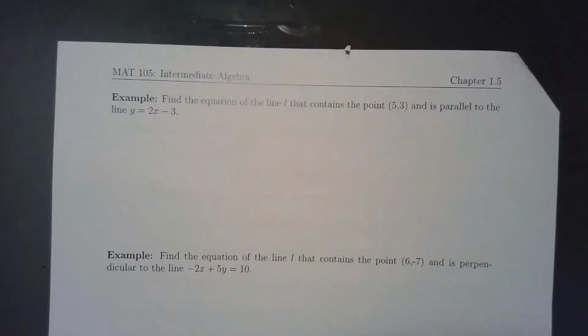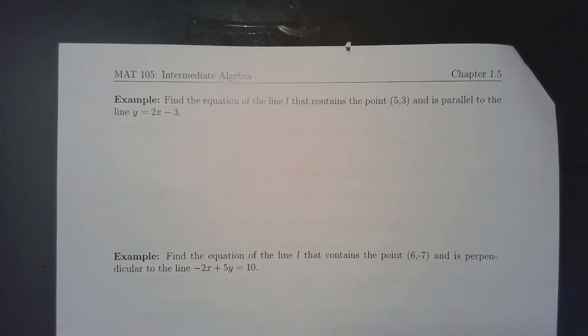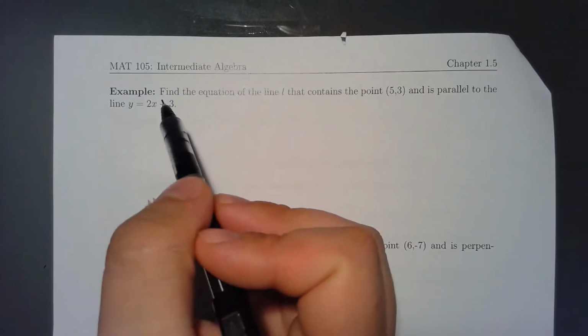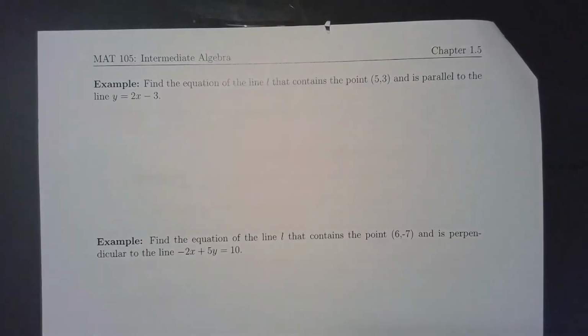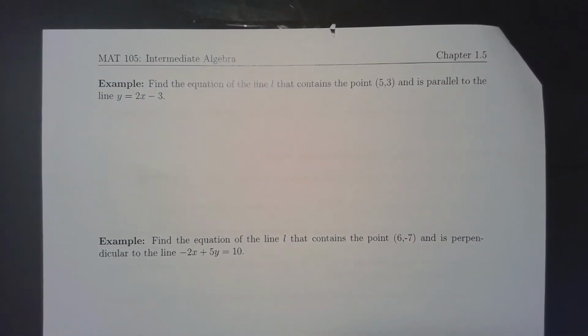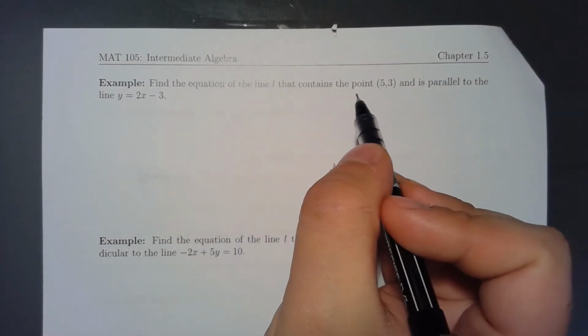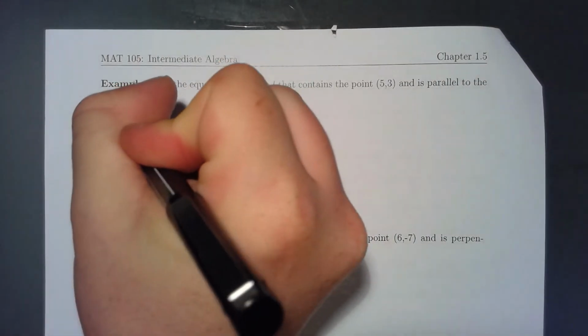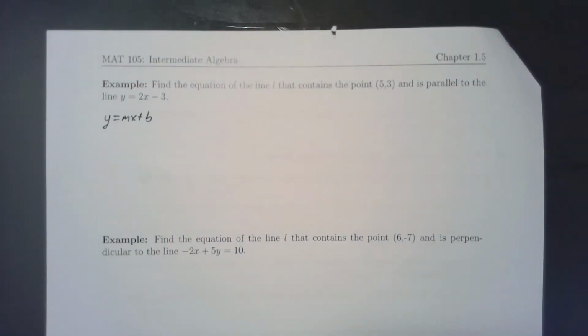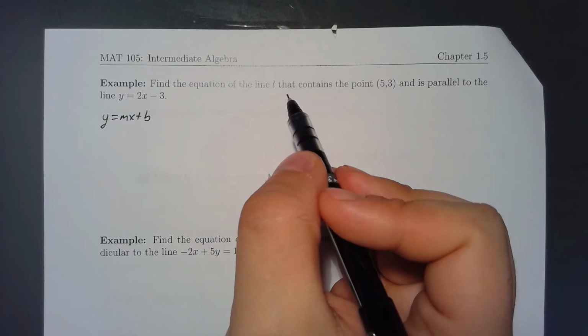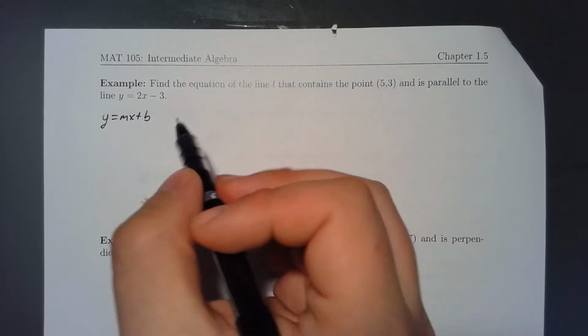Okay, look at this one. Find the equation of a line that contains the point (5, 3) and is parallel to the line y equals 2x minus 3. Well, if I'm trying to find an equation of a line, I need the slope and y-intercept. So how do I find the slope here?